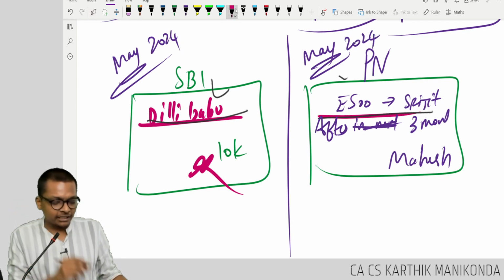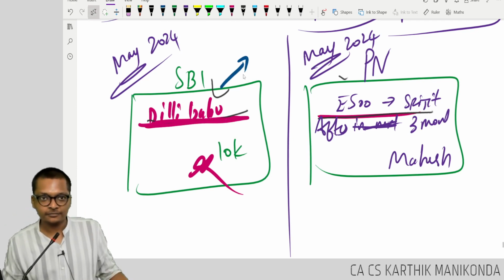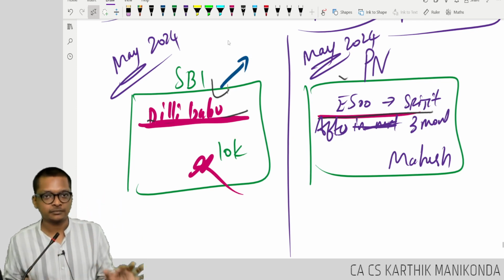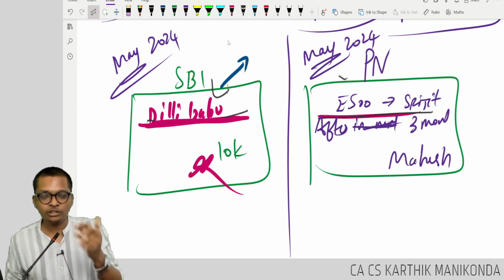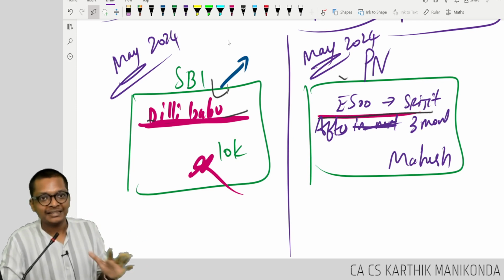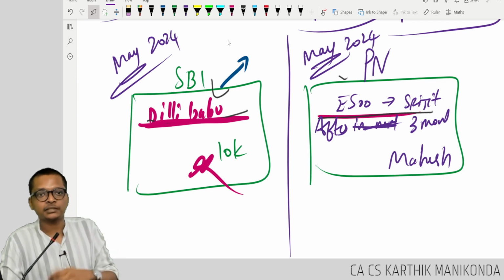Check: Dilli Babu went to the bank today itself and deposited it, on a working day, during working hours. He went at 2:30 after lunch, or let's say he went at 10:30 when they opened, and gave the check to the bank. Can the bank tell Dilli Babu, come after 10 days? Hello? No. What will the bank do?